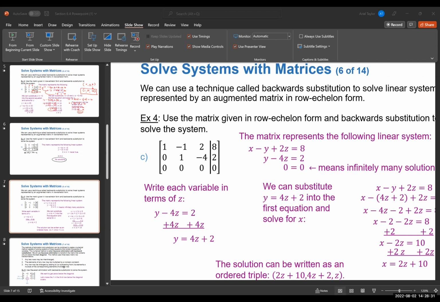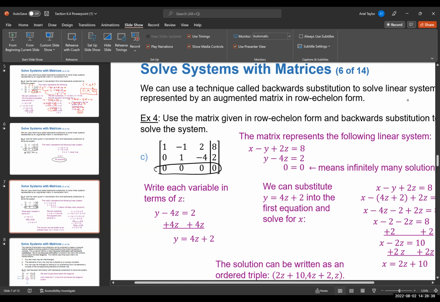And then I got 0, 0, 0, 0, 0, but all zeros on the bottom. So this time, maybe there's infinite solutions because 0 does actually equal 0. That means we don't have a solution for z. So let's go ahead and solve. We don't have a particular solution for z. So here what we're going to do is we're going to say z equals z.